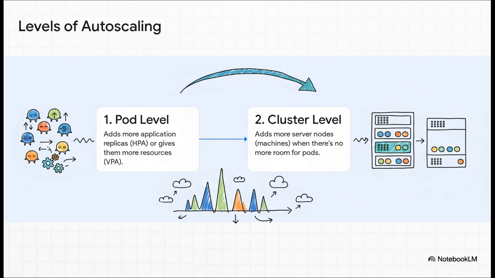First, there's the pod level. That's your application itself. You can scale horizontally, which just means adding more copies of your app, or you can scale vertically, which means giving the copy you have more power, like more CPU or memory. Then there's the second level, the cluster. These are the actual servers your app runs on. If you run out of space for all your new app copies, the cluster autoscaler can just automatically add more machines to the whole system.